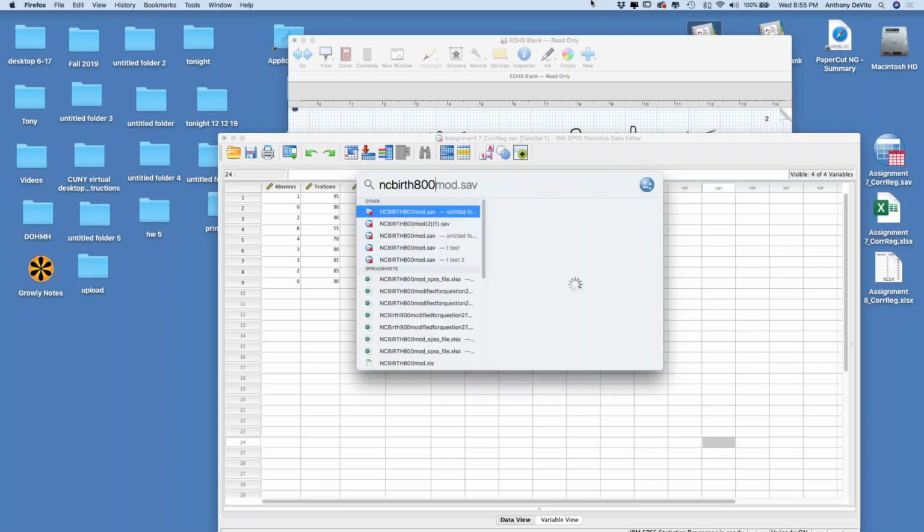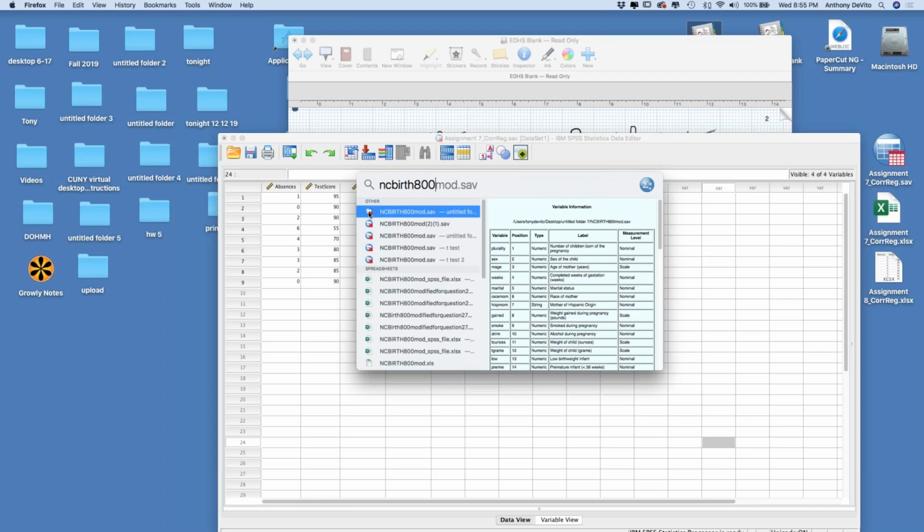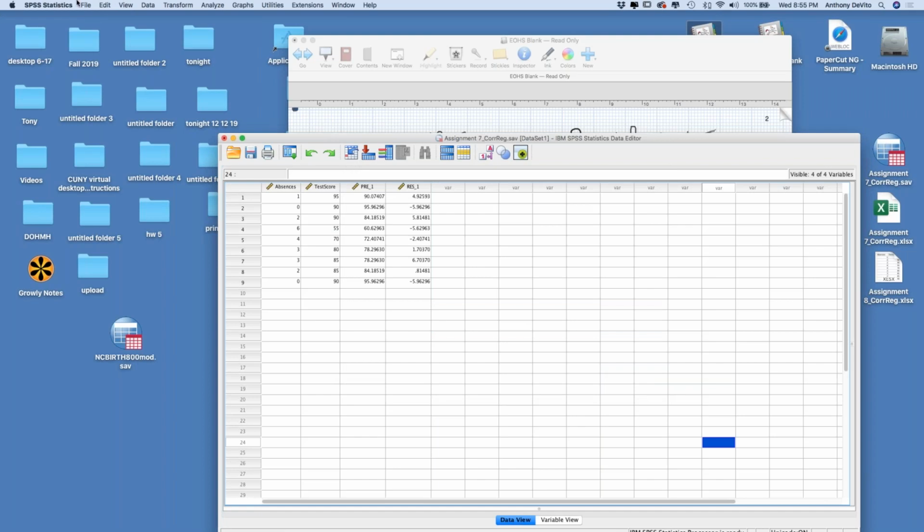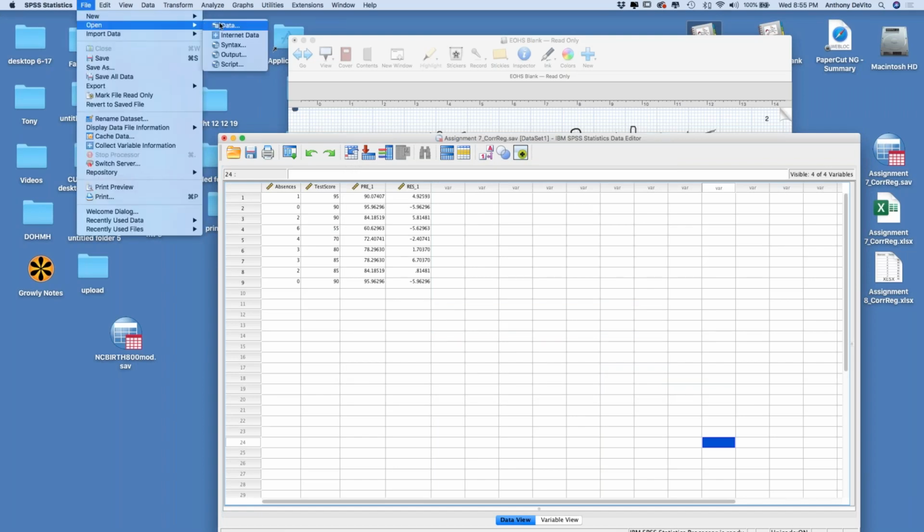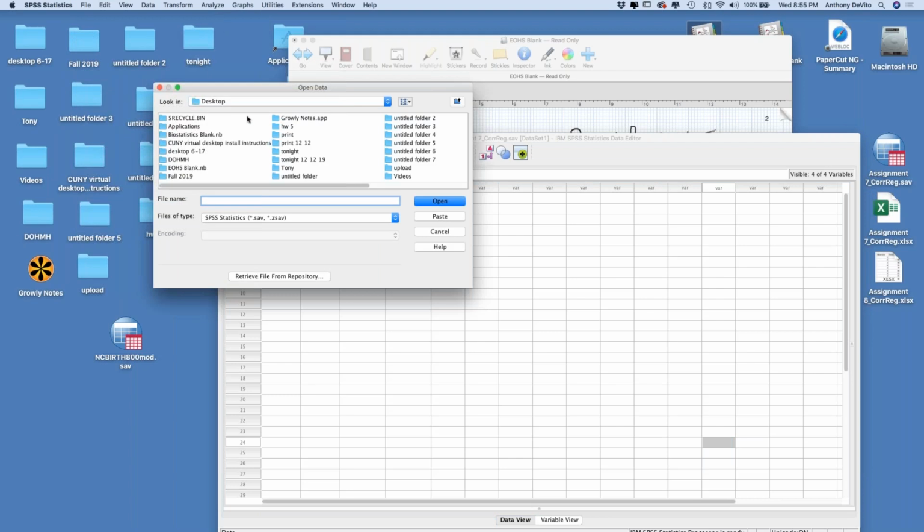Let me just find NC birth 800, if I can come up with a copy of this quickly. I have 8,000. I keep doing this. I wind up with 8,000 copies of this silly file on my computer. I'm going to say open data, navigate to my desktop, and find that file.